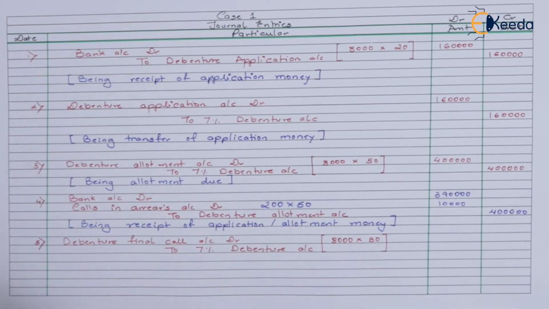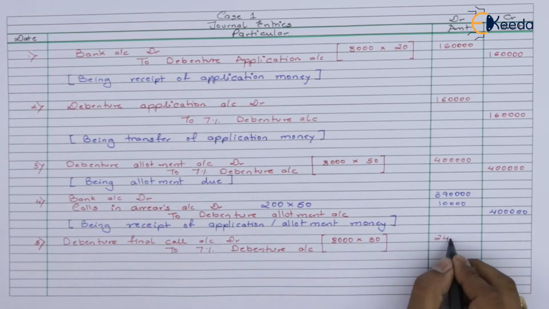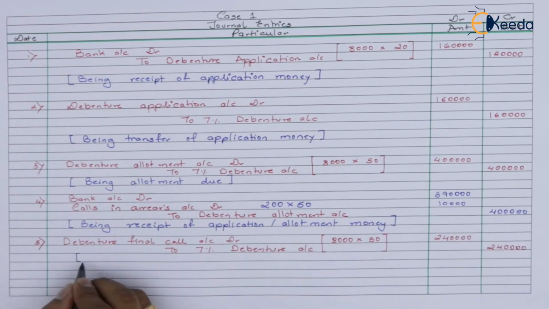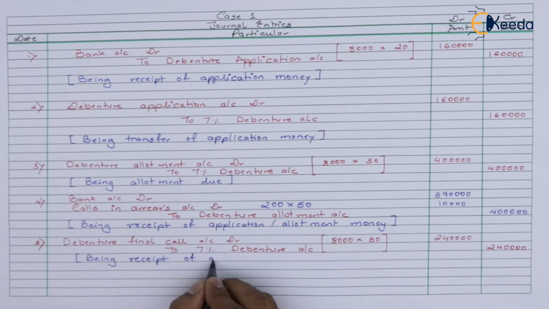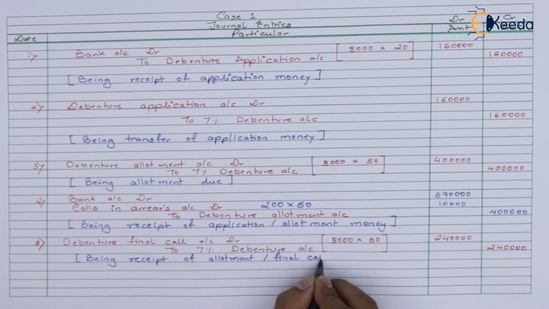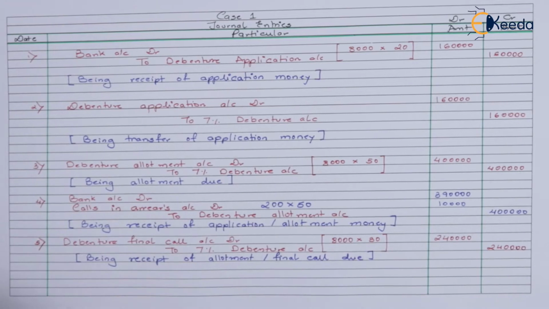So in total, the amount expected on final call is 2,40,000. 30 rupees on final call is what we have mentioned here. So 8,000 multiplied by 30 will give you a total of 2,40,000 here. Now that we have mentioned the final call due entry, we are supposed to mention the last part of the entry, which will refer to receipt of final call money due, which has been mentioned here right now.